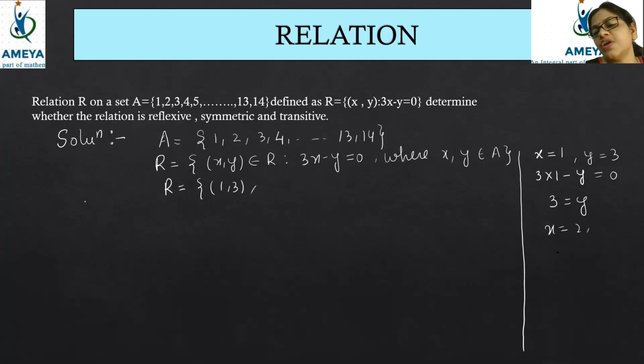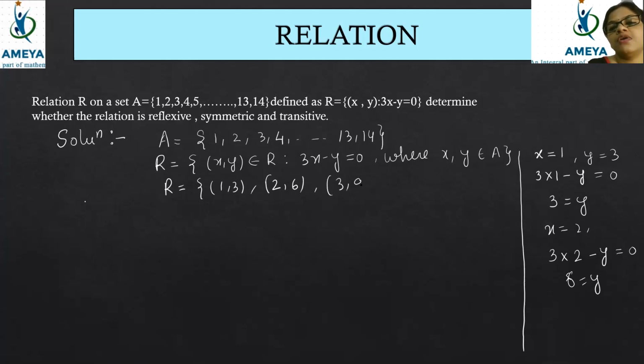Next, when x is equal to 2, the moment you put x is equal to 2, it becomes 3 into 2 minus y equal to 0. So y will be equal to 6. So note down here, second one: when x is 2, y is 6. Next, when x is 3, y is 9. When x is 4, y is 12. Similarly, the moment you put x is equal to 4, 4 3s are 12, so y will ultimately become 12.